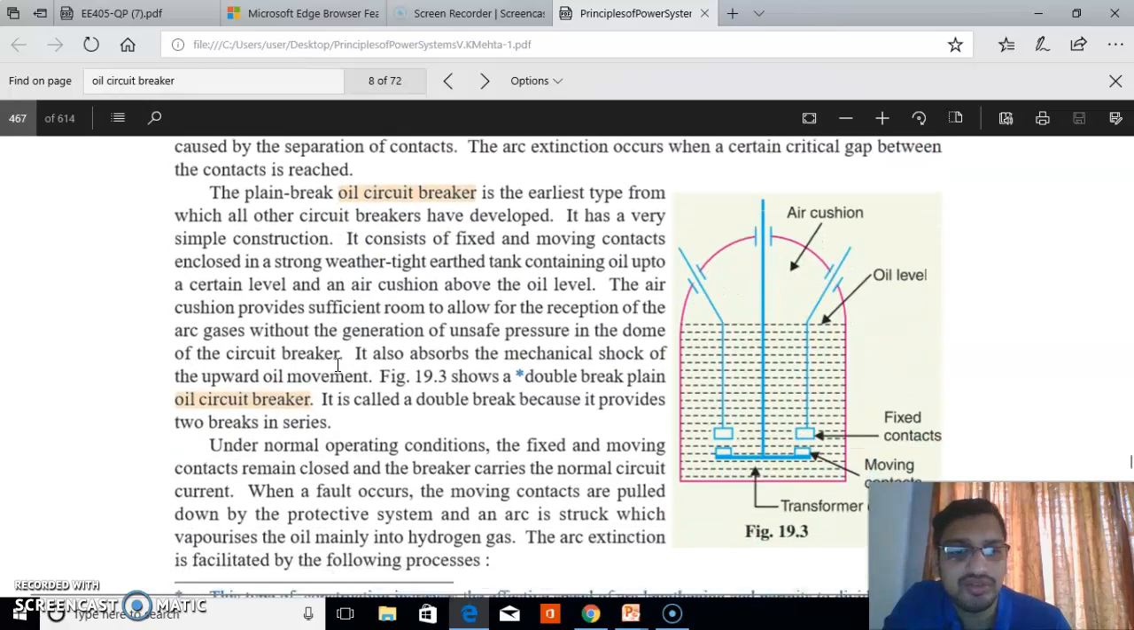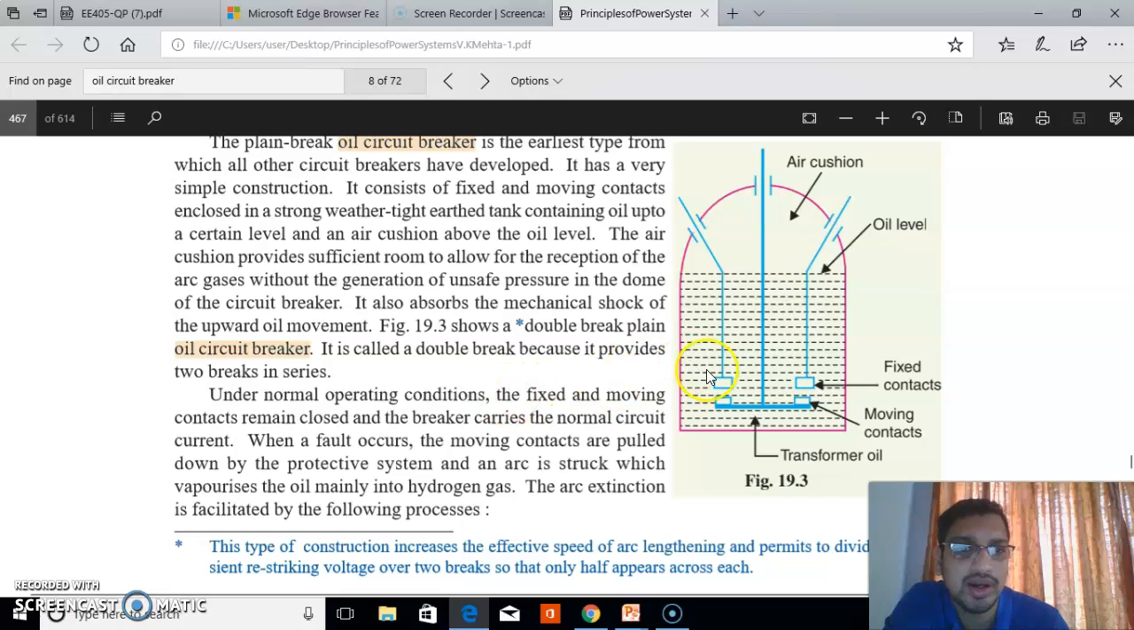This is figure 19.3 that shows the plain break oil circuit breaker. It comes under the bulk oil circuit breaker, so a large quantity of oil is used. In construction it consists of two contacts. One is the fixed contact, at the bottom position. The other is the moving contact, and that is immersed inside the oil. During normal conditions, both contacts are close together and current flows through the circuit.